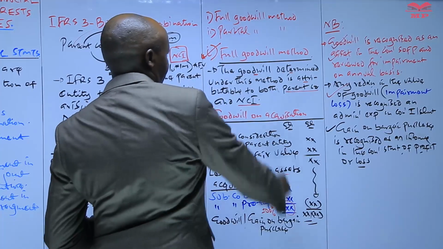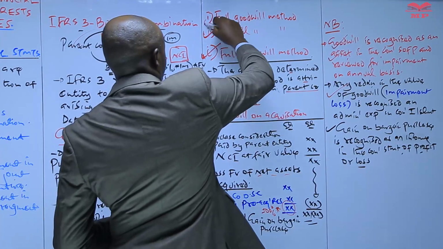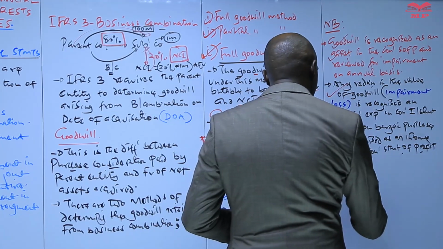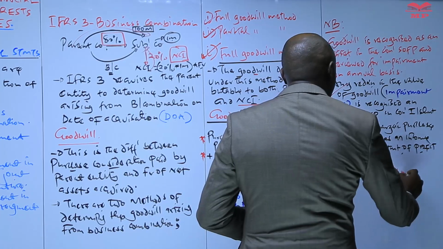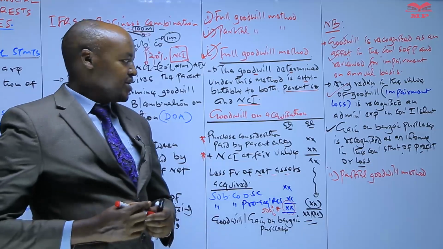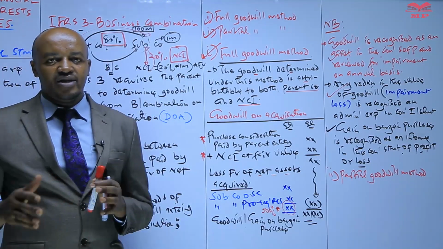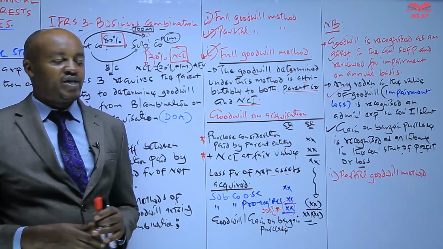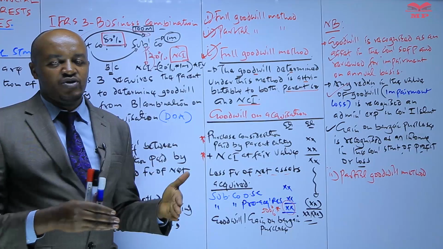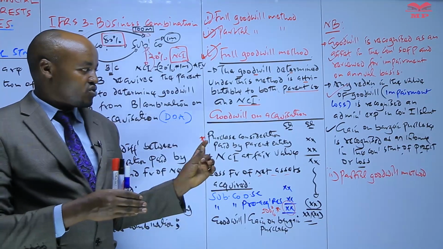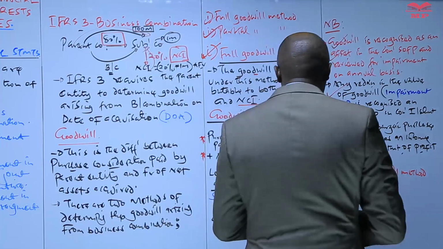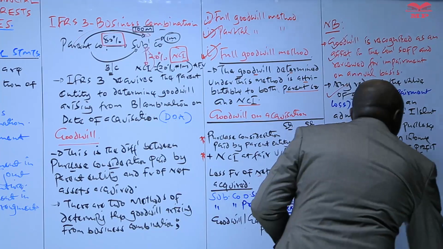So basically, we are done with the first method. Let's look at the other method, that is the partial goodwill method. Under this method, the goodwill computed is attributable to the parent entity only. In other terms, under the partial goodwill method, we only determine the goodwill attributable to the parent entity, so that goodwill does not include the goodwill of what? Of the NCI.